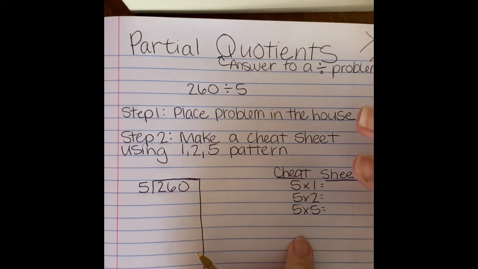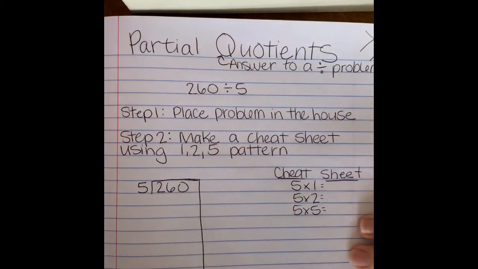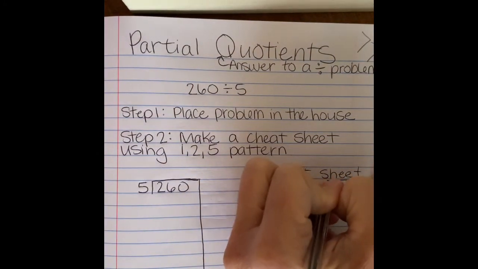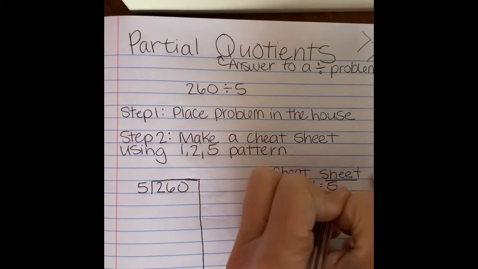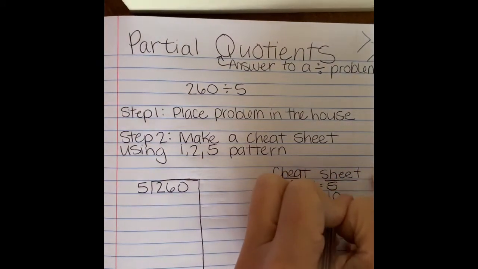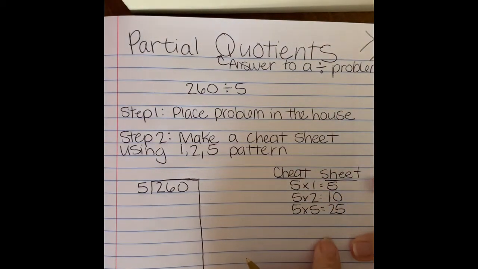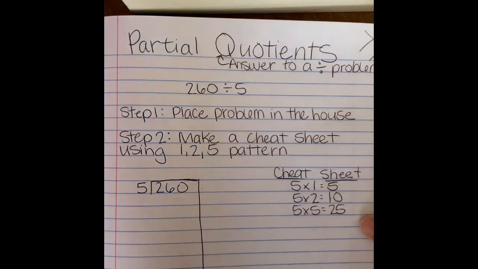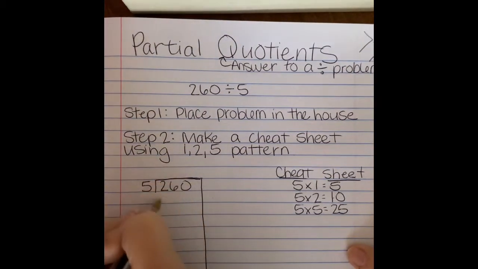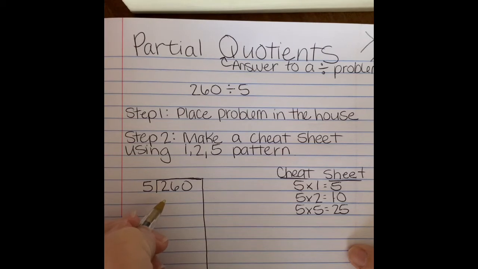It's going to continue in just a second, and I'll show you what I mean by that, but I'm going to start with these basic facts. I'm going to do 5 times 1 is 5. 5 times 2 is 10. And 5 times 5 is 25. These are your basic facts. You should already be familiar with them. Okay, what I'm looking for is a number, a product, the answer to a multiplication problem that is larger than 260, my dividend. Okay?